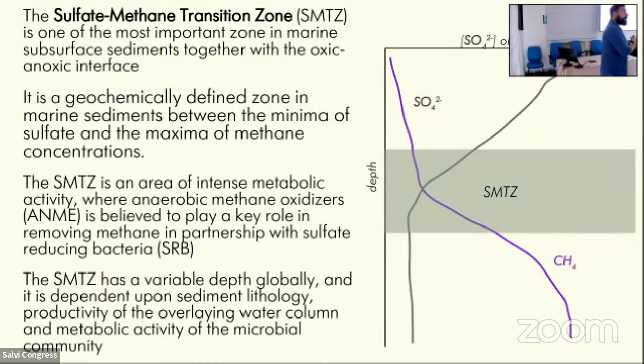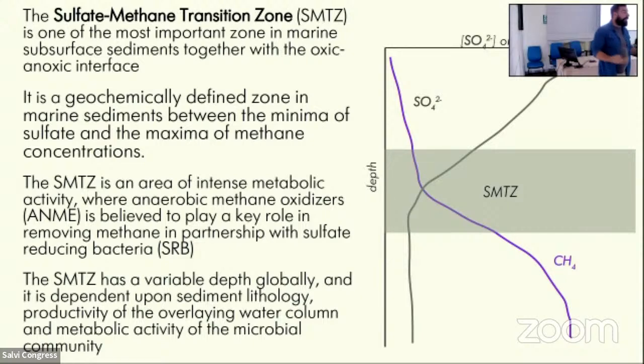The beauty of this SMTZ is that its depth in marine sediments changes from hundreds of meters deep inside sediments to centimeters deep. And it depends on two things. Porosity of the sediments, because you want to limit the penetration of oxygen and seawater, and so you get anoxic very, very quickly. You start to consume sulfate and make methane. And the amount of organic carbon.